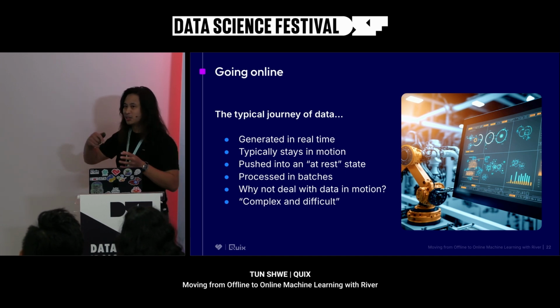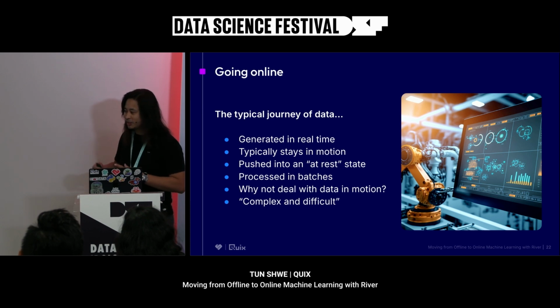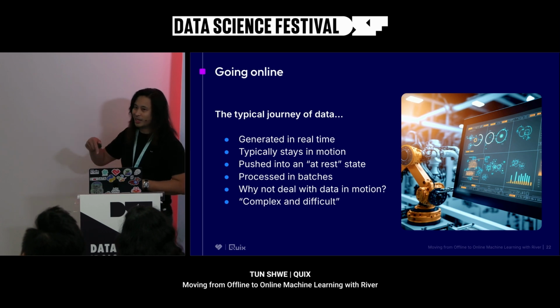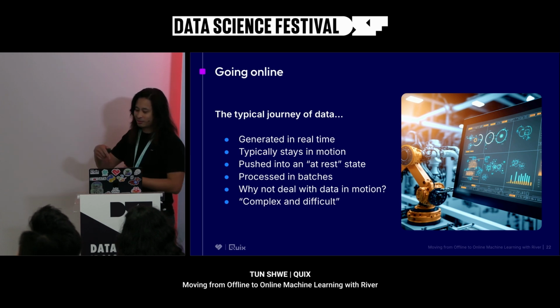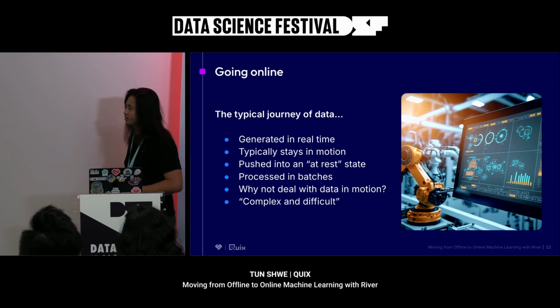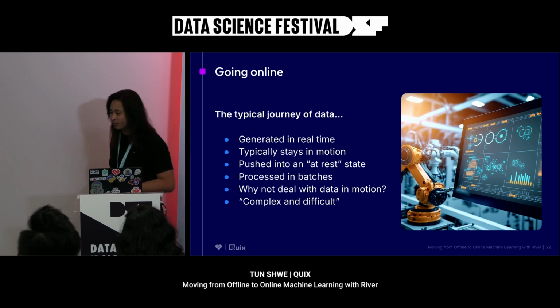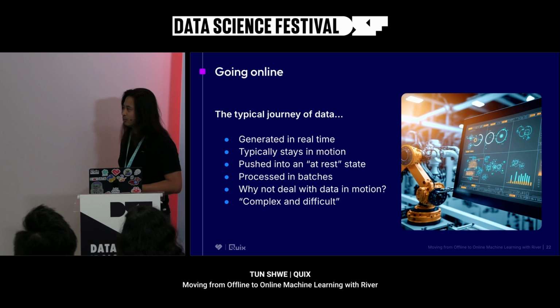And it typically stays in motion. It's transmitted to something like a message broker rather than a database, and then it will stay in motion. And then it's pushed from there into a database, into an at-rest state. So you might save it to object storage like S3, or you would save it to a database. So it gets pushed into an at-rest state. And then at some point in the future, a scheduler will kick in, will read that data, and then you process it in batches.